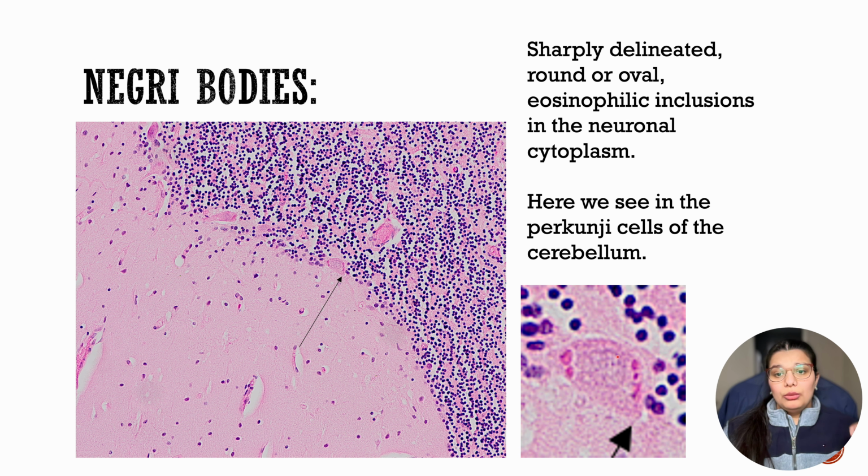So now, what are they? They are sharply delineated, either round or oval shaped, eosinophilic, meaning pink colored, inclusions within the cytoplasm of the neurons. Here we are focusing on this neuron you see on your screen. This is its nucleus, slightly blurred, but you can see it, and this is its cytoplasm. Here are those Negri bodies, which are characteristic for diagnosing rabies. This is the first finding.